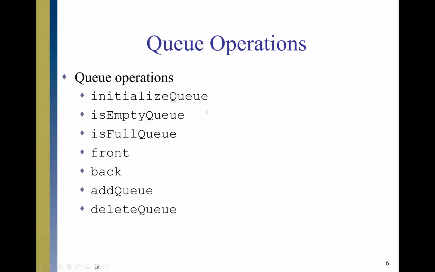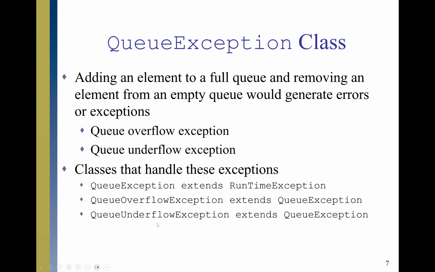Again, here we are doing array implementation. First, we can initialize a queue. We can also check if the queue is empty. Now, since we are doing array implementation, the size is static, a fixed size. We can also check if there's space in the queue. Then we can check the front and also the back of the queue. We can add elements into the queue, or we can delete an element from the queue.